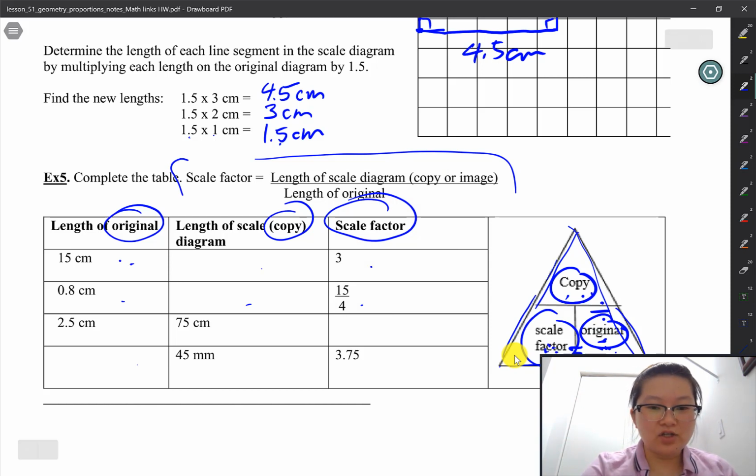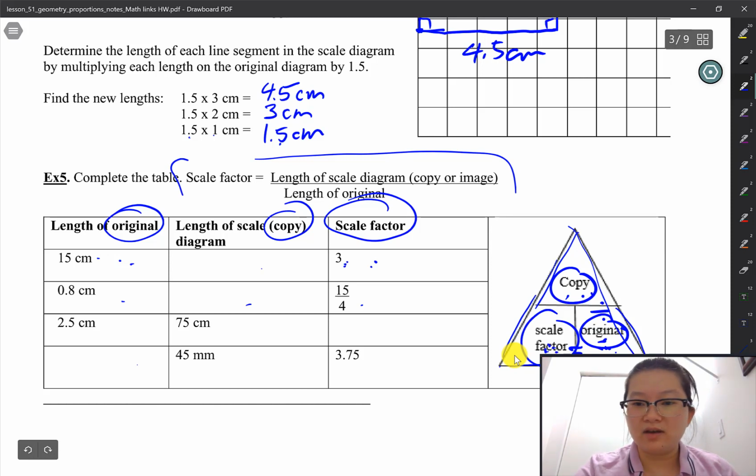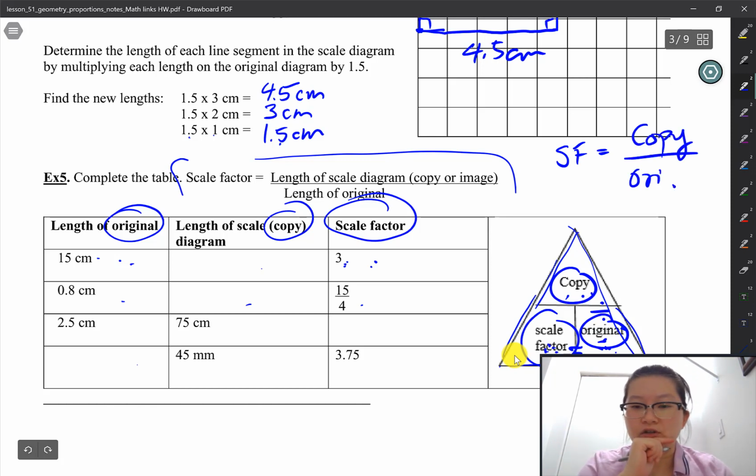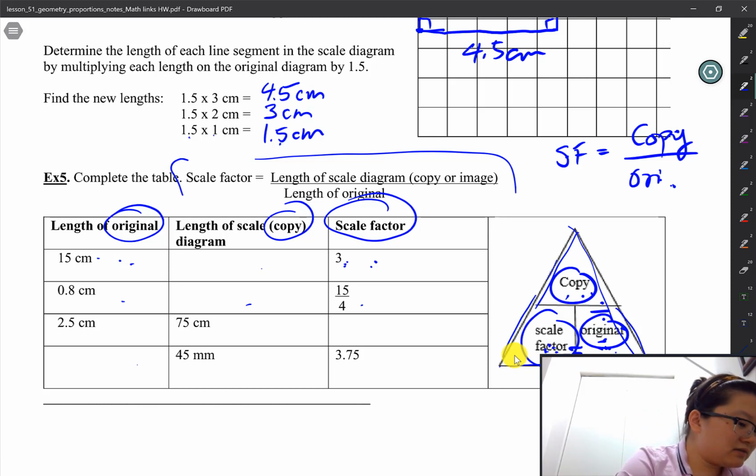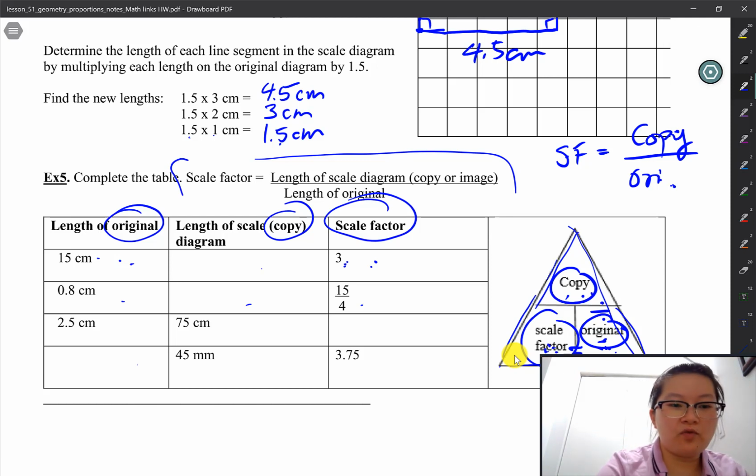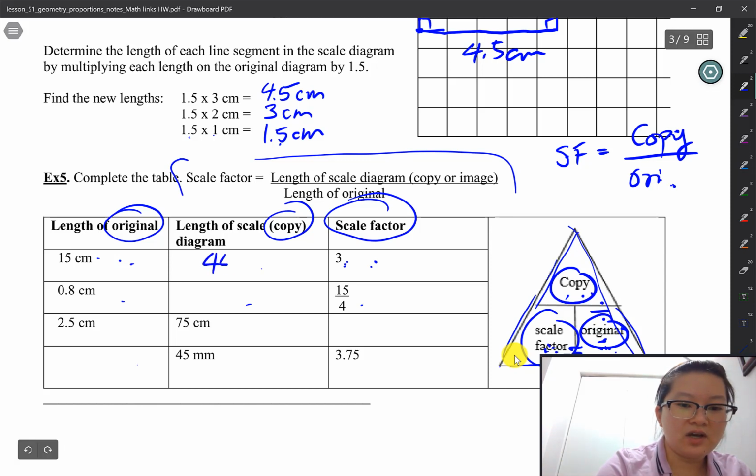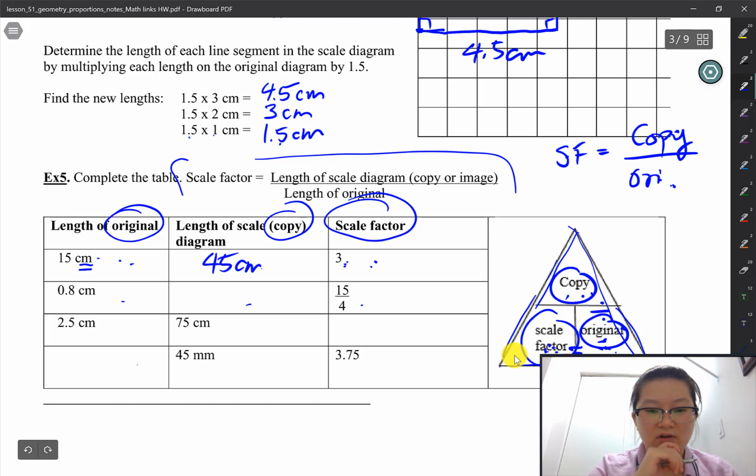Okay, so I have the original, I have the scale factor. I want to find the copy. So if I'm getting scaled up, I'm going to need to multiply my original by my scale factor to give me my copy. So here, let me remind us, my scale factor is copy divided by original. Okay, ORI for original. So if I take scale factor multiplied by original, it gives me my copy. So 3 times 15. That's going to give me 45 centimeters. And notice, whatever I get for copy, I have to match my units in my original and vice versa.